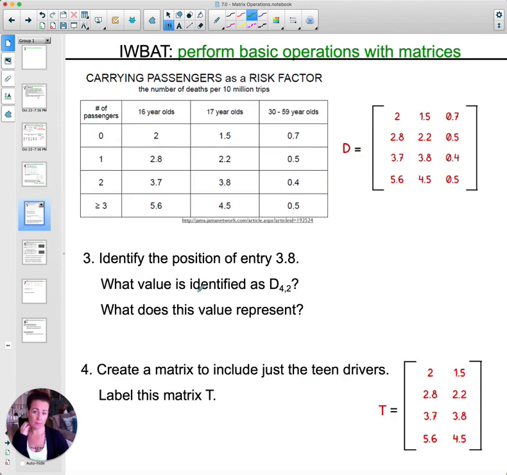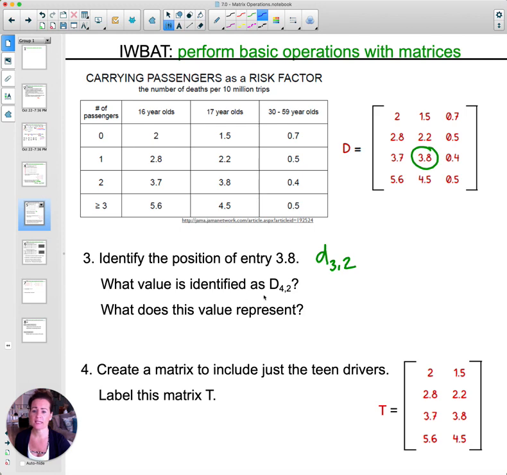So we take a look at a couple more things. So identify the position of entry 3.8. So go over to your matrix and look at 3.8. So the position of it, so we're going to say D 1, 2, 3. So row 3, column 1, 2.